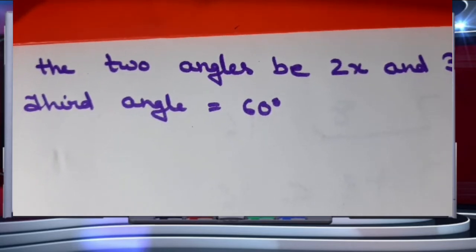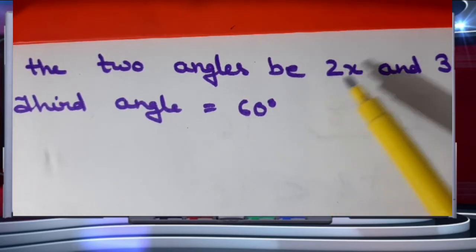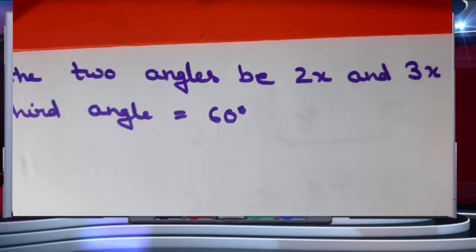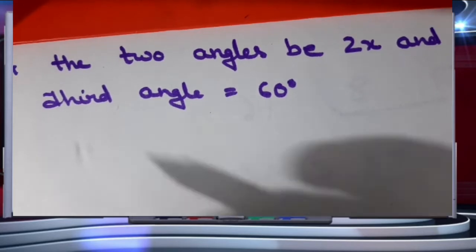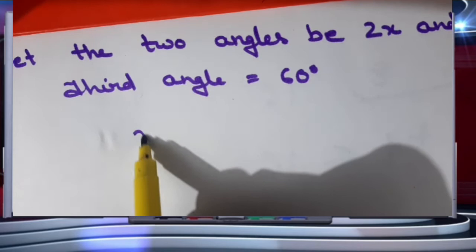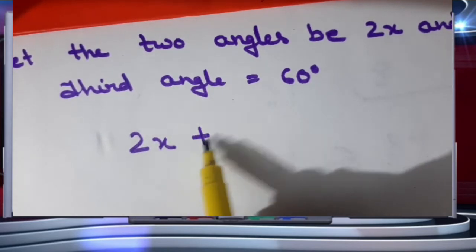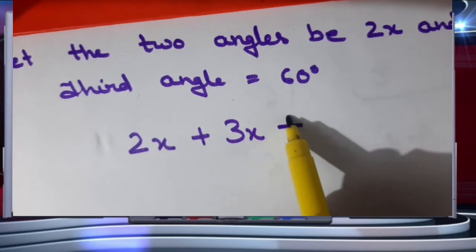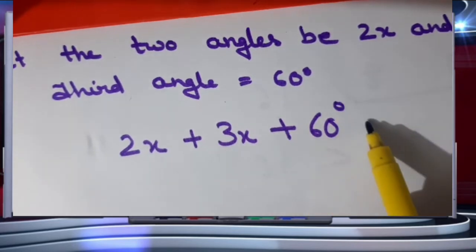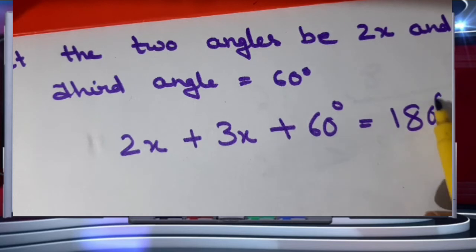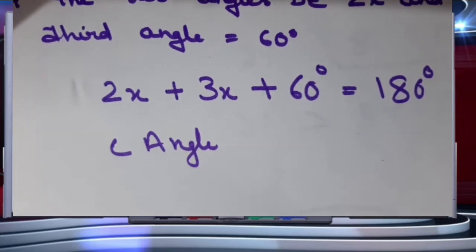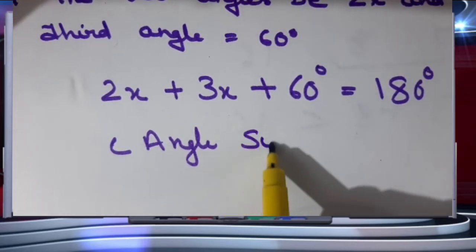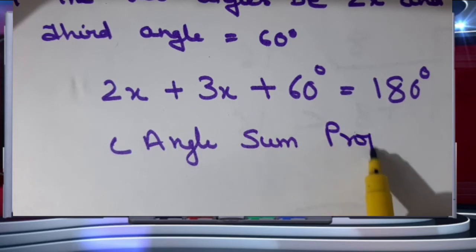To remove the ratio sign, I am putting the x here. So the ratio is 2:3. One angle is 2x, another angle is 3x, and the third angle is given as 60 degree. Now you know the angle sum property. Angle sum property is that the sum of three angles should be 180 degree. So 2x plus 3x plus 60 degree is equal to 180 degree. In the bracket you will write angle sum property.